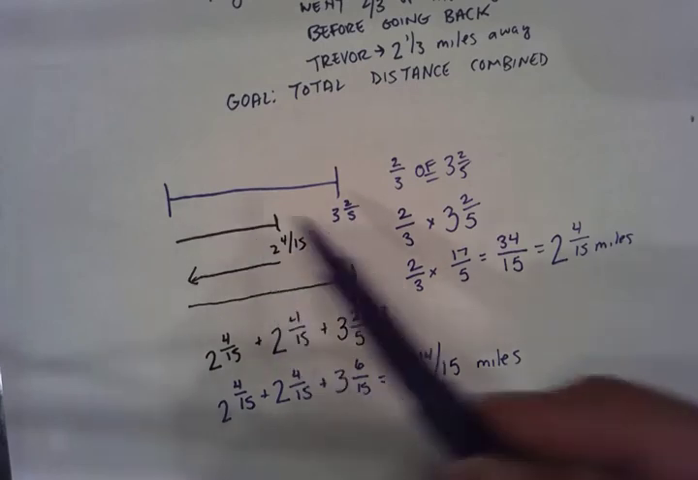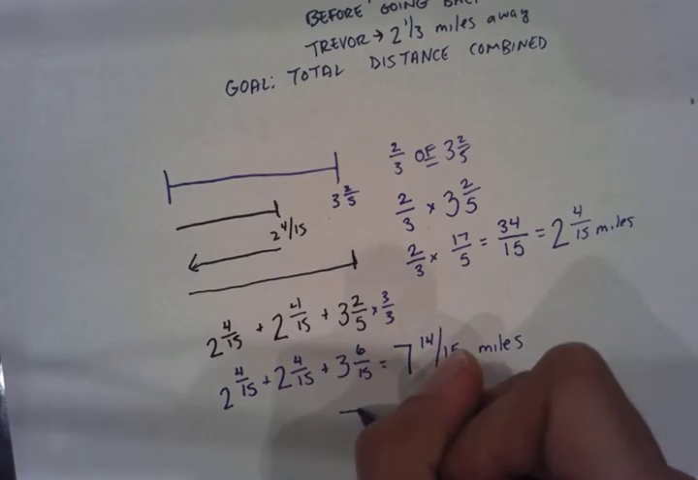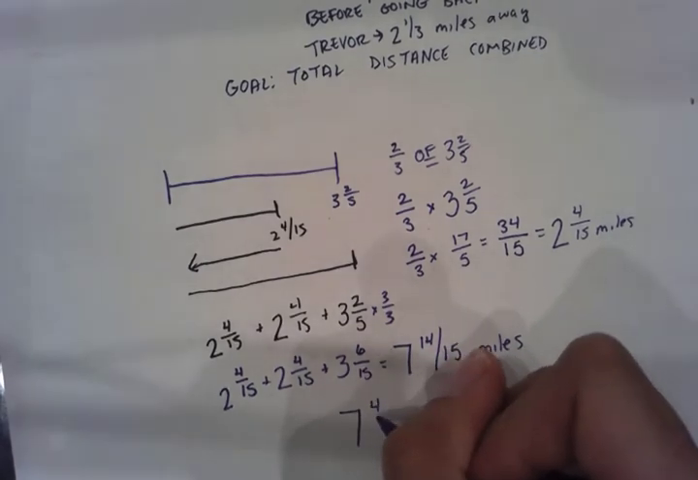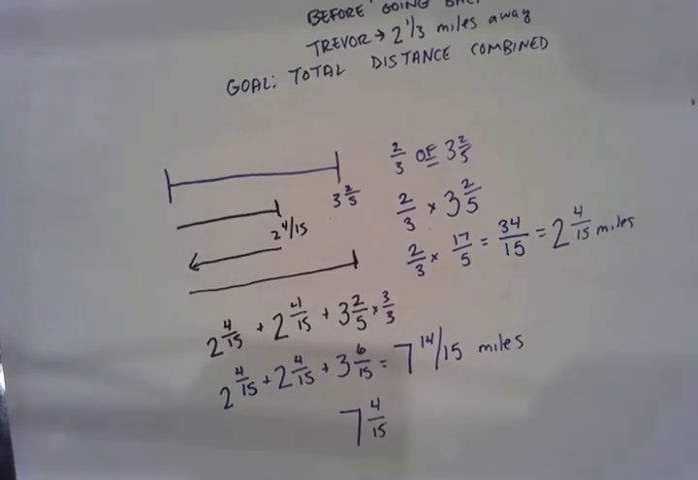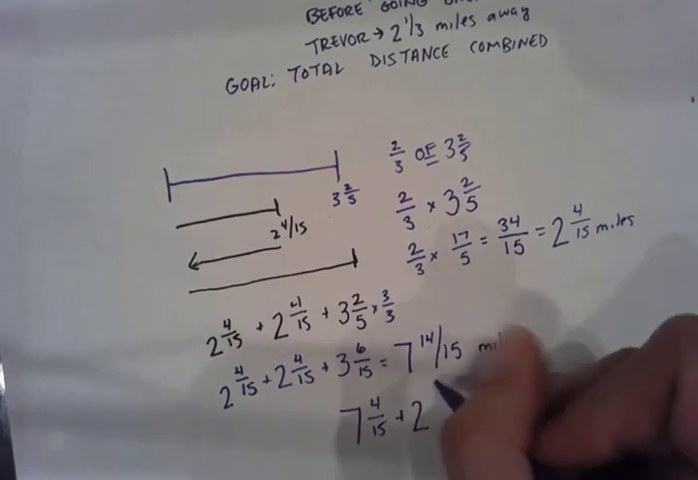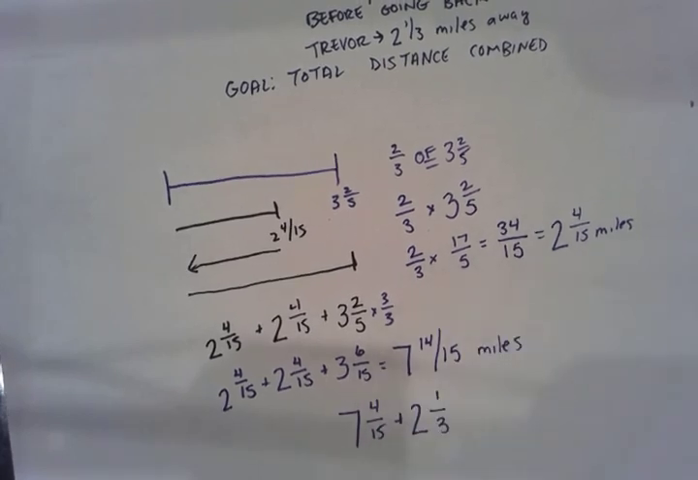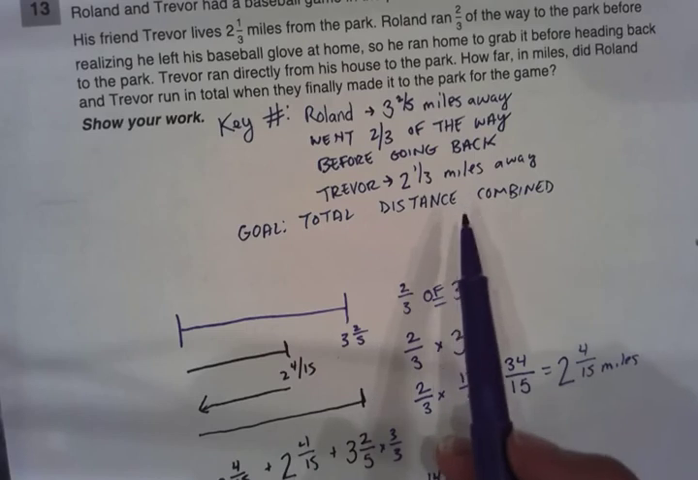lot since his original trip should have only been 3 miles and a little bit extra than that. Roland had a difficult time getting to that baseball park. On the other hand, Trevor, he just had a straight shot. He did not leave anything at home. He just went straight to the park, did not have to make any stops or anything like that. So we could just take the 7 miles and 14/15 miles that we got from Roland and add that to the distance that Trevor has to go, which was 2 1/3 miles. We got that 2 1/3, just in case you forgot, from our key numbers.